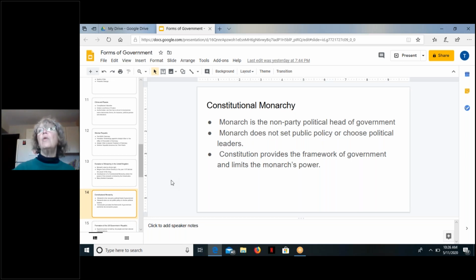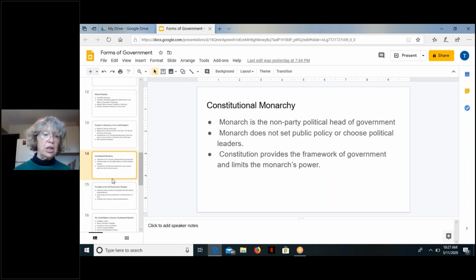So just going over again, the constitutional monarchy is where the king now, according to what Chris was saying, because of the dissatisfaction people had found with the way the absolute monarch ruled, that used to be absolute monarch, now is the non-party political head of government without any power to set policy or choose political leaders. And the Constitution, not the monarch, provides the framework of government, and the Constitution limits the monarch's power. So that's a big, big change.